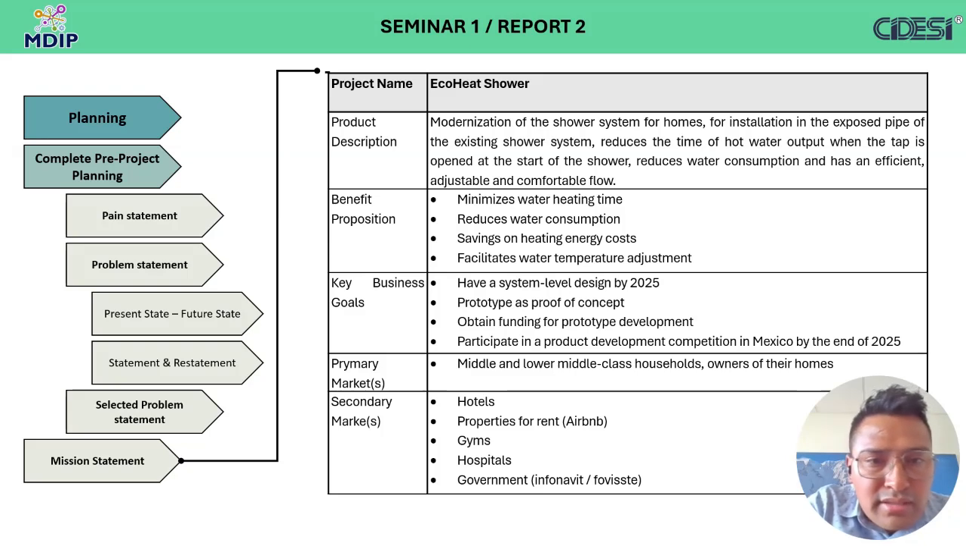The most notable change regarding the product description is that our product will be a modernization of the existing shower system, with the main idea of minimizing the heating time and water consumption during the shower process. This product is primarily aimed at middle and lower middle class homeowners. We also describe one of our most ambitious goals: to have an MVP and system level design by 2025, and to participate in a product design competition in Mexico by the end of 2025.